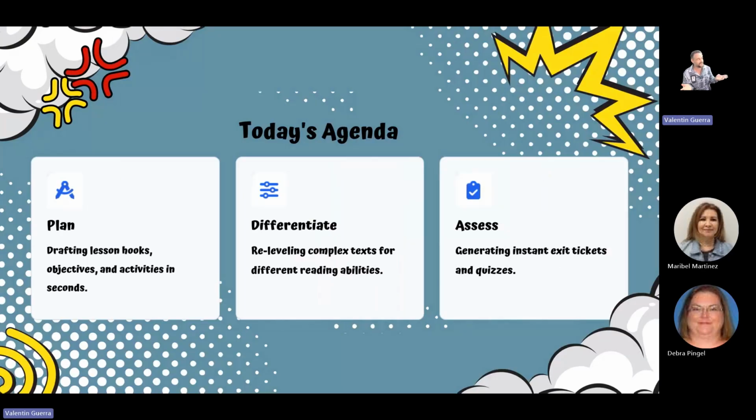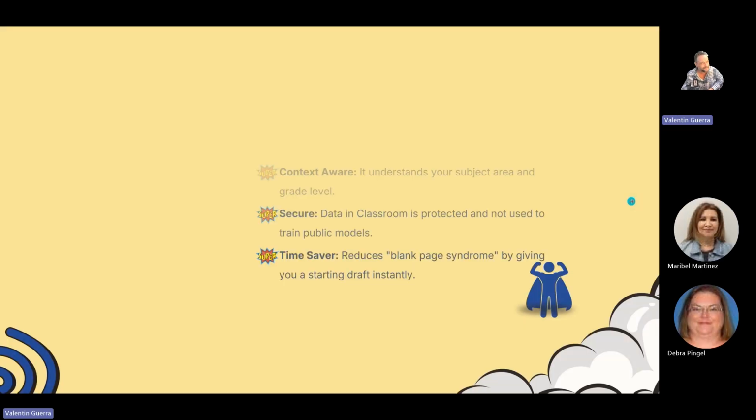So in today's agenda, we're going to use some planning tools of Gemini in the classroom. So drafting lessons, objectives, activities. And then we're also going to do differentiation. We're going to grab a text from our curriculum and build it at level, and use it to create below and above level. And we're going to create a little assessment for exit tickets or a little quiz. You can do several things. Whatever you want, it's automatically transferable to a Google Form. So it's quick, easy, and great for grading.